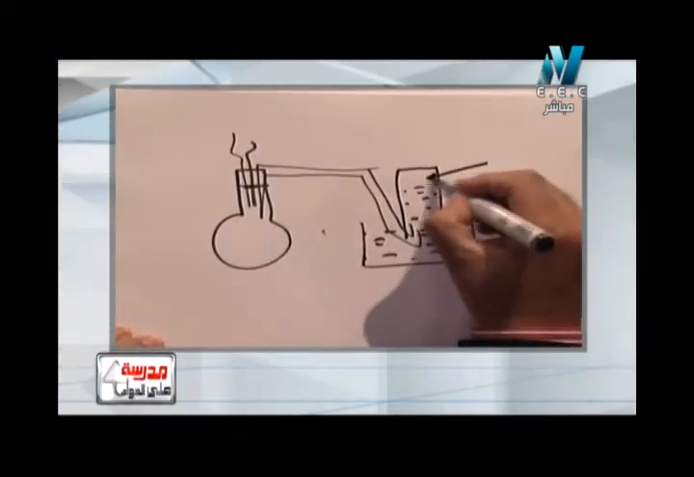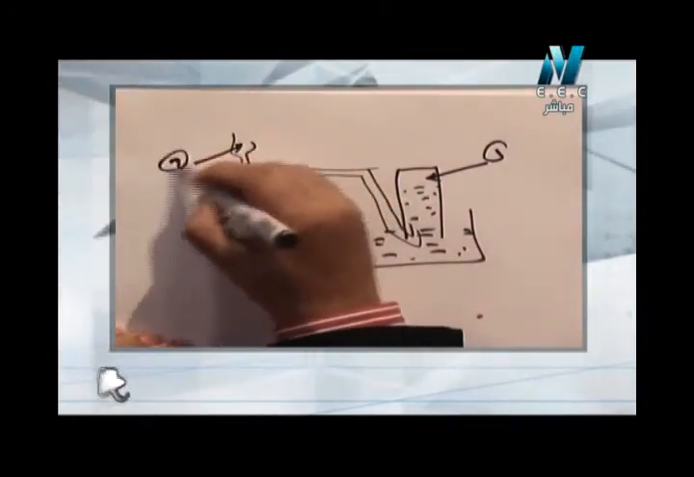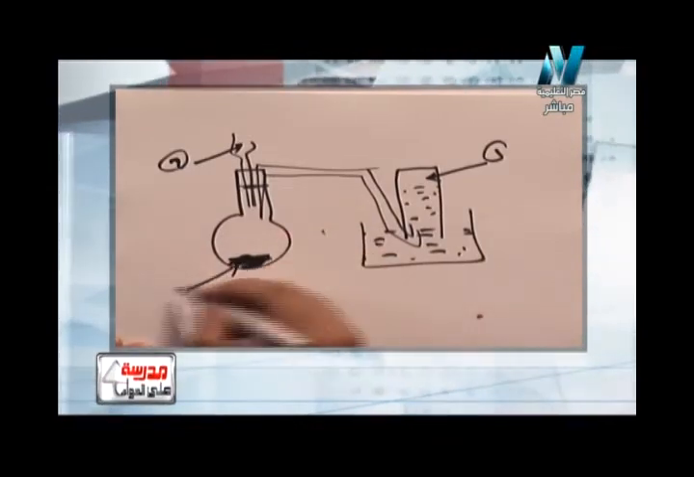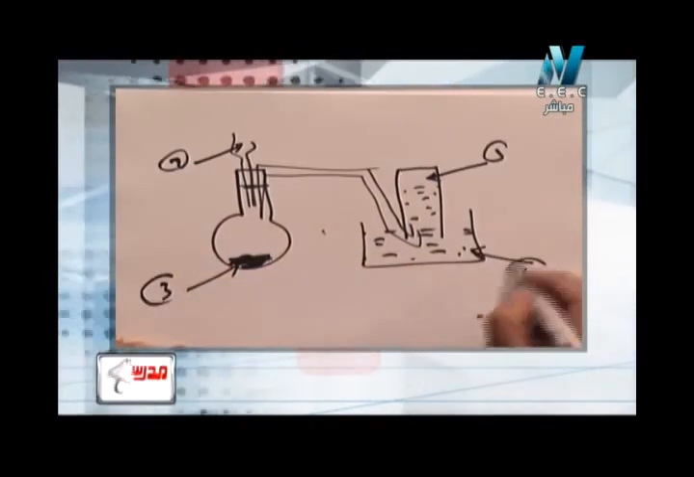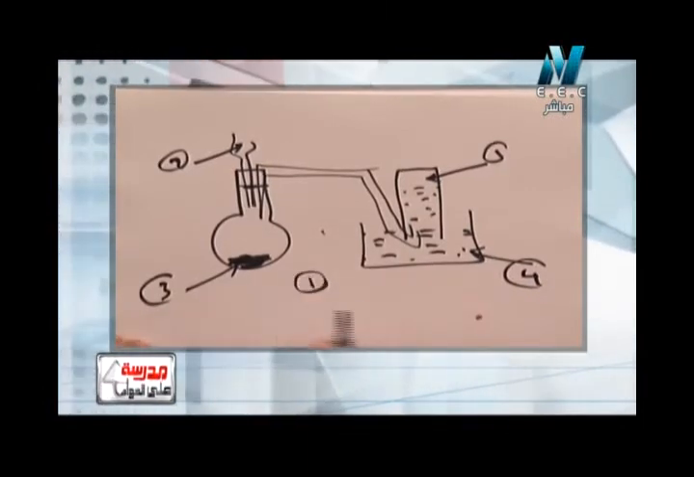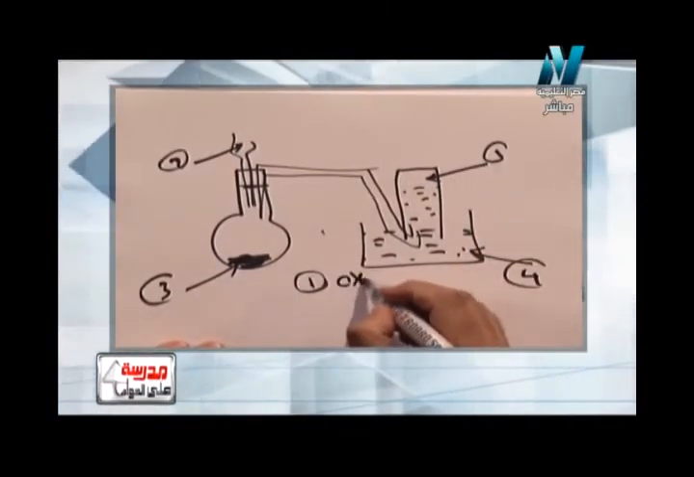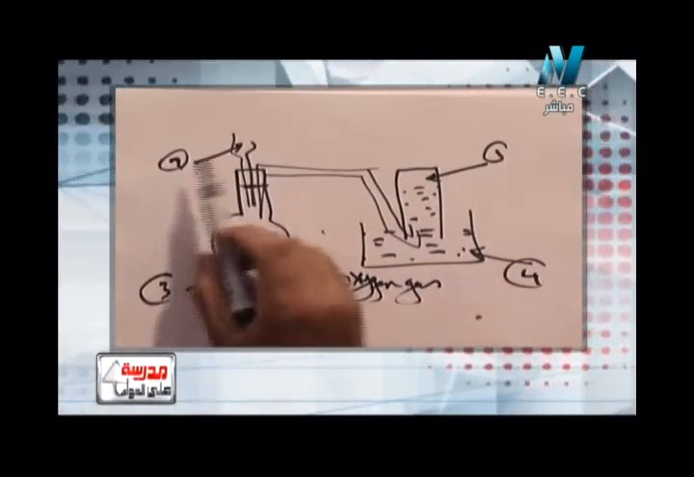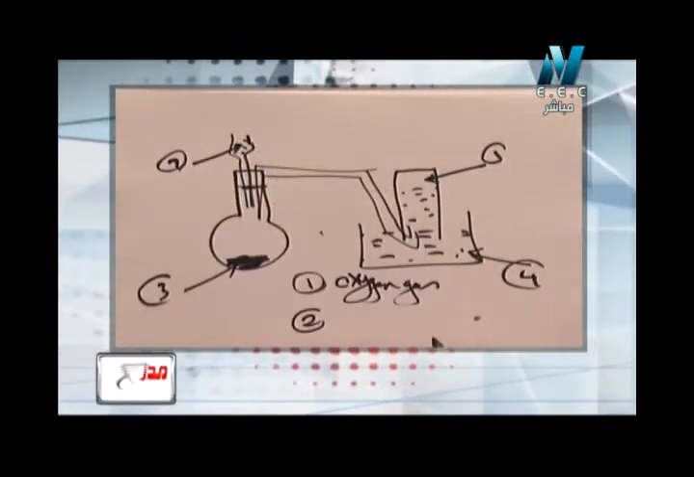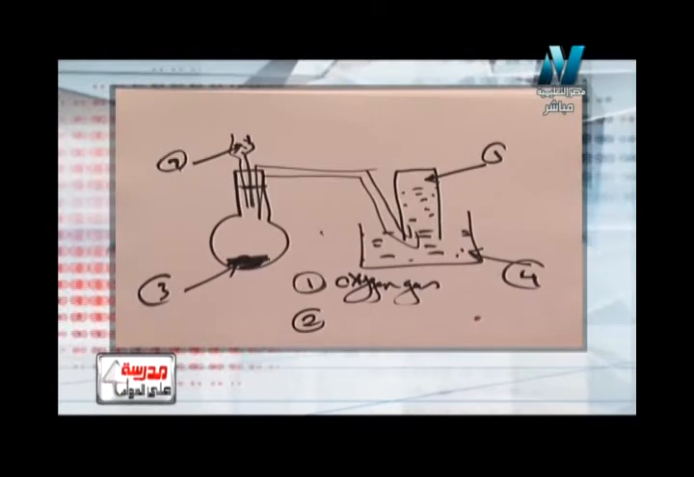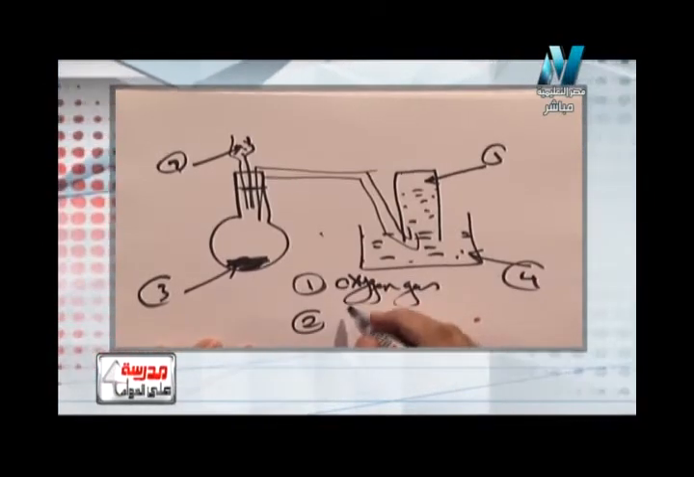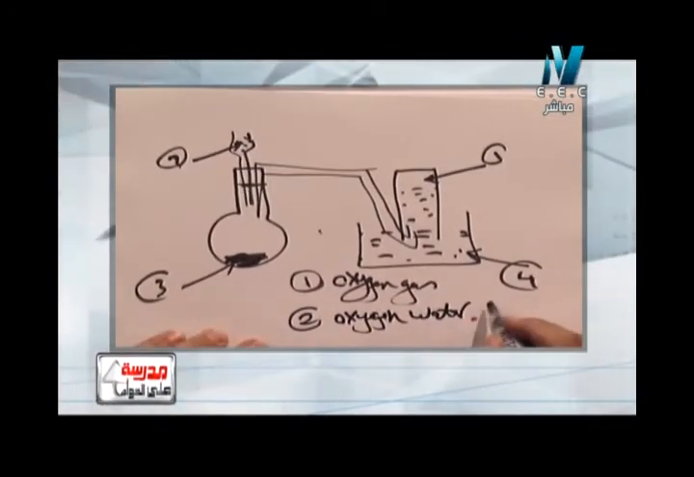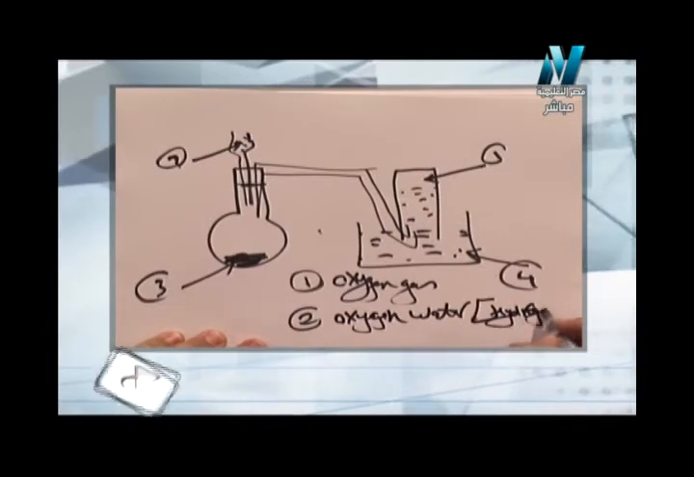Look here, number 1, here number 2, and here is a very important substance which is a black powder, number 3, and number 4, what is it? Look here, number 1, what is it? Number 1, surely it will be the oxygen gas. هنا الغاز اللي اتحضر اللي هو oxygen gas which we prepared اللي حضرناه. Number 2 will be what? Number 2 will be hydrogen peroxide or oxygen water.